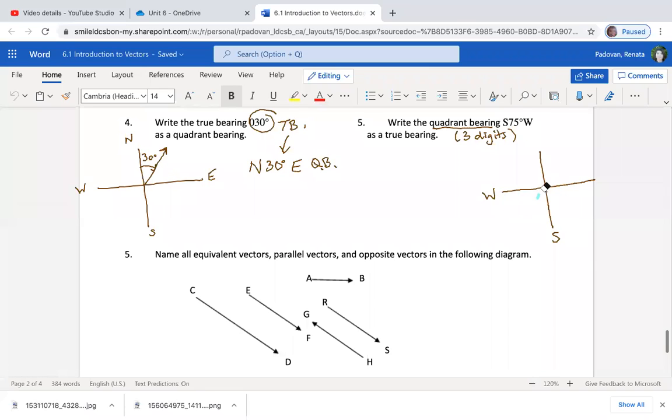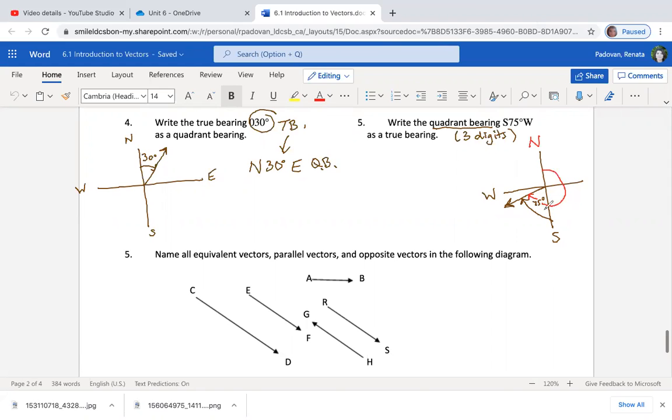Let's get rid of that. West. Let's try that again. There we go. Not too bad. So starting south, headed west, 75 degrees written in there, right? But if it was a true bearing, I would be starting with north and going clockwise. So I'd be starting north and I'd be going all the way around to here.